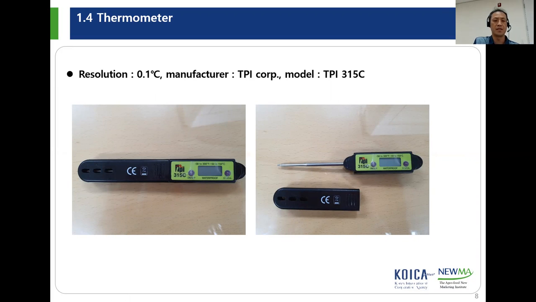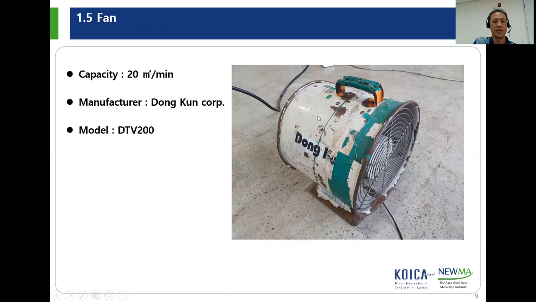Some method is needed for checking the temperature of the commodity. Its resolution is 0.1 degree Celsius. A fan is needed for circulating methyl bromide inside the chamber. The chamber is used with tarpaulin in this trial. Moreover, the fan is used for degassing methyl bromide after completion of fumigation.